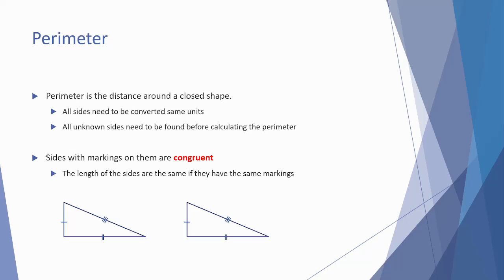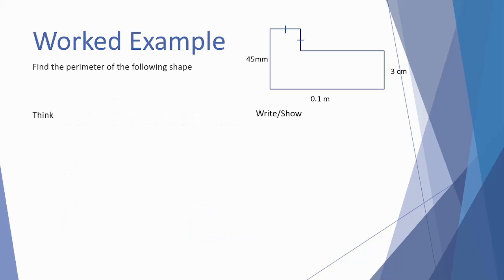So in our triangles below, the vertical sides are the same because they've only got one marking. The horizontal sides of both triangles are the same because they've got two markings. And that hypotenuse is also the same because it's got three markings. So I have an example here. We are going to be finding the perimeter of the shape that we had in the first slide.